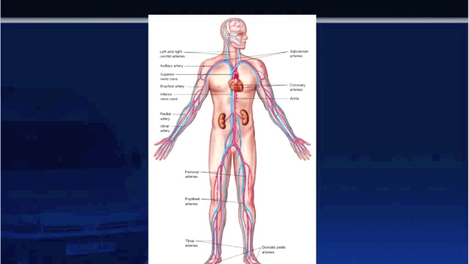Major veins. The veins are marked in blue here. The two largest veins in the human body are the inferior vena cava and the superior vena cava. These two veins empty oxygen-poor blood into the heart's right atrium. The superior vena cava returns blood from the head and upper extremities to the heart, and the inferior vena cava returns blood from the trunk and lower extremities to the heart.